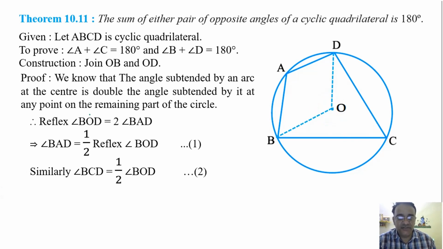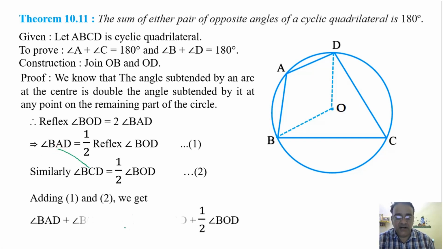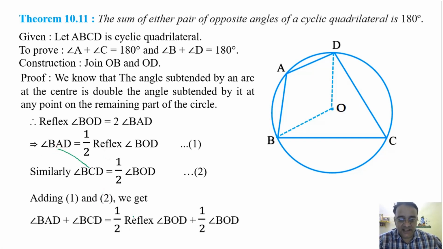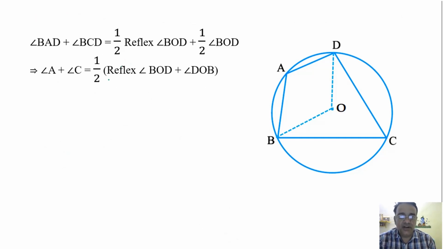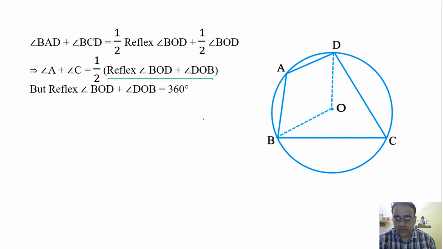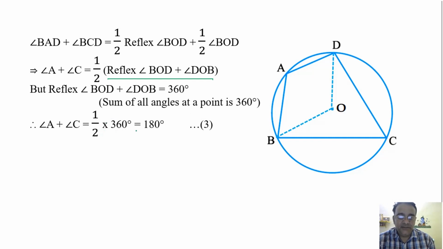Okay, so if we add these two, what will we get? We'll take half common from these two, and the sum of these two angles is 360 degrees because that will make a complete angle. Half of 360 is 180 degrees, and angle BAD is actually angle A, and angle BCD is actually angle C. So we have proved angle A plus angle C is equal to 180 degrees.